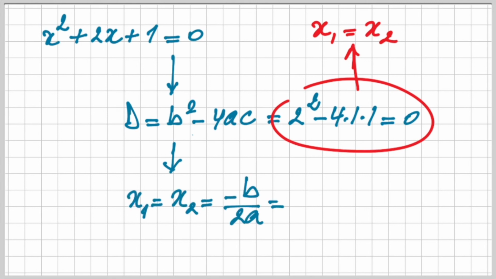So we have x1 is x2. In this case, it is minus b divided by 2a. b is 2, so we have minus 2 divided by 2. a is equal to 1, which means that x1 and x2 are equal to minus 1. So we have those two roots. They're both equal to minus 1.